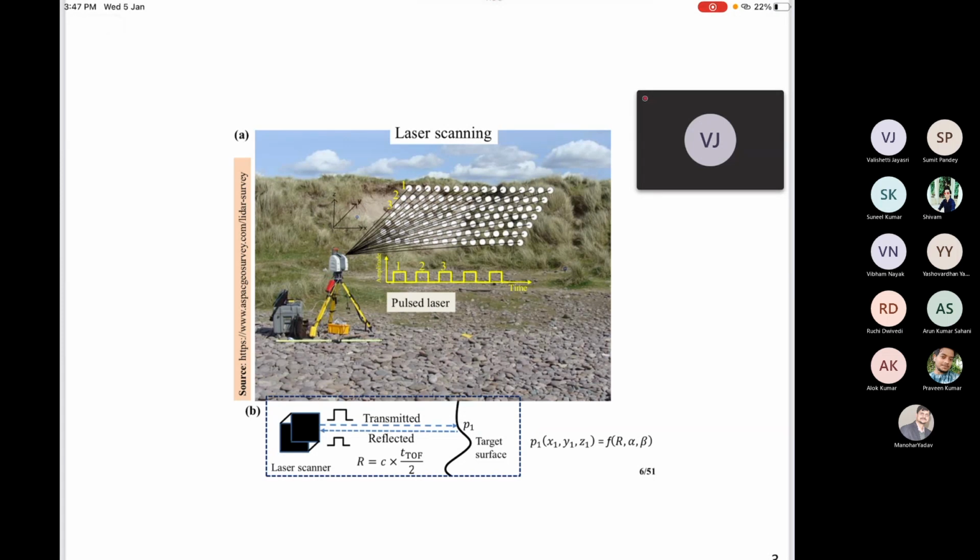But when we consider one target point and do the analysis, what are the raw parameters which are estimated from one target point? Let's say this P1.